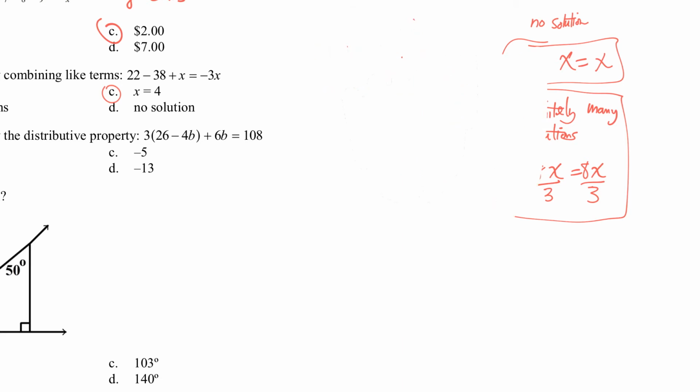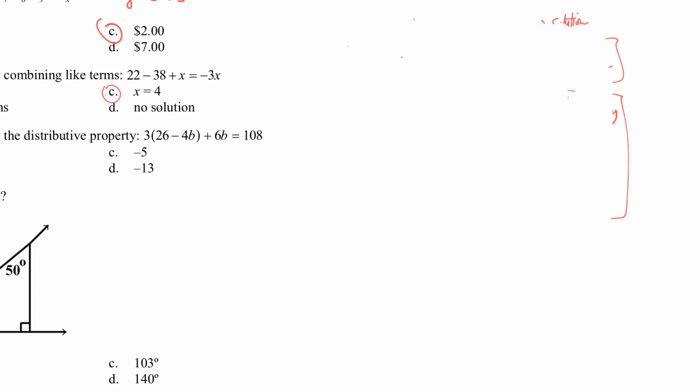I'll erase this too because I don't want to be confused with what I was just doing. Okay, and you know what? Because I can, I'm going to do it in blue. So 3 times the quantity 26 minus 4b plus 6b equals 108. I would distribute the 3 to both of these.